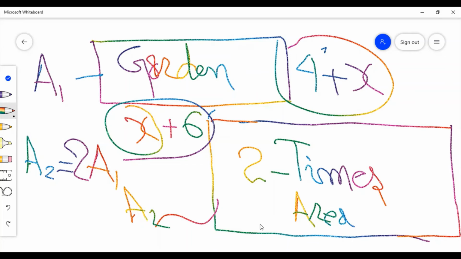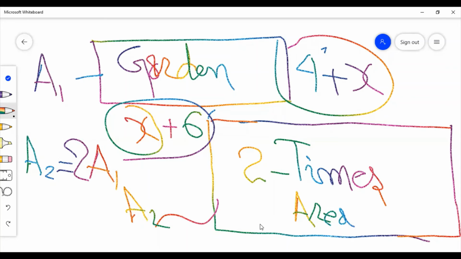Is it that she increases both of them by 2? So what should be the increase? 2. So what should be the new dimensions? So 8 and 6.